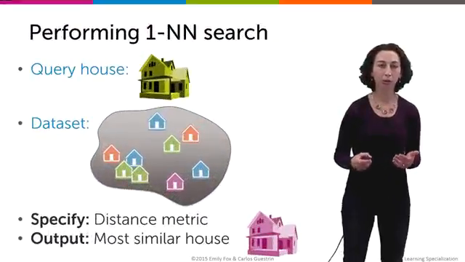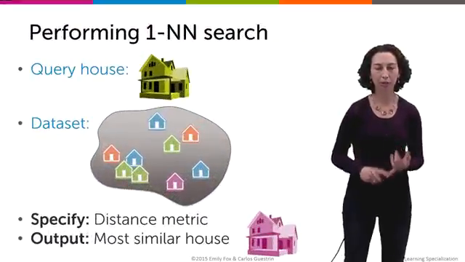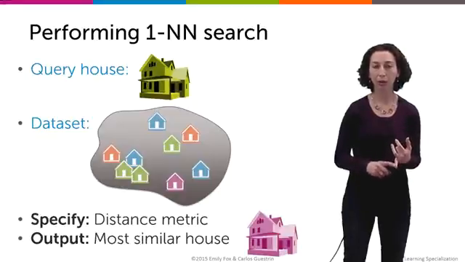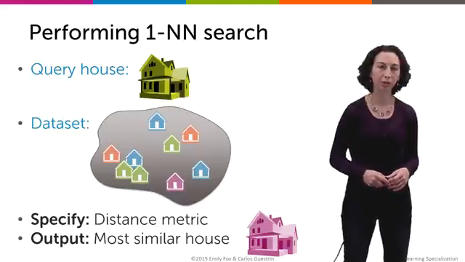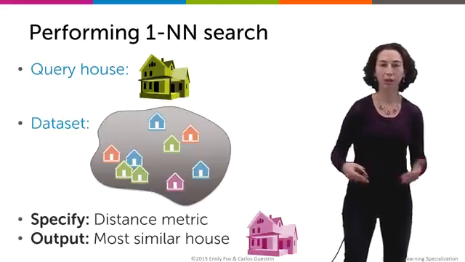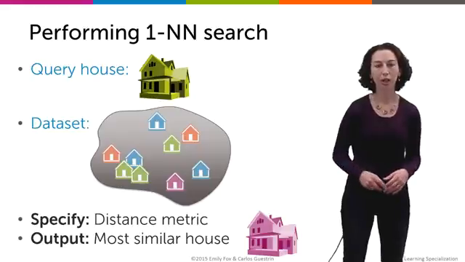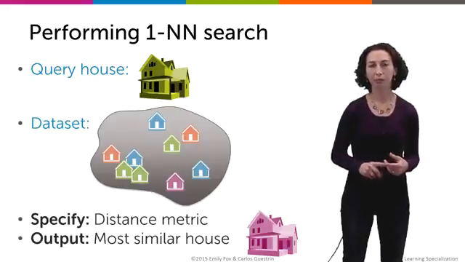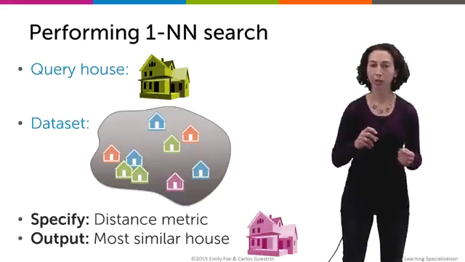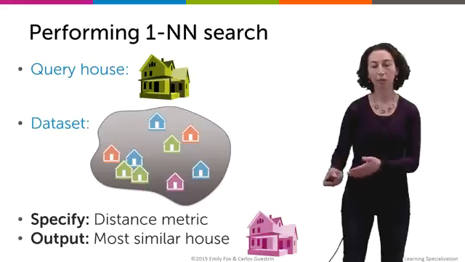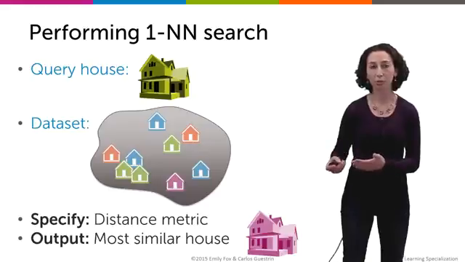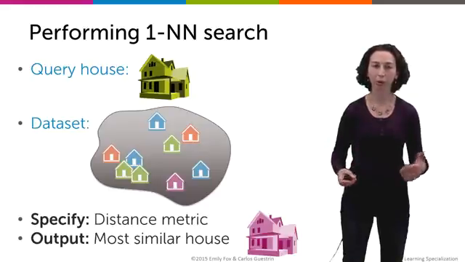To perform our nearest neighbor search, we have to specify a query input, which will be, for example, some house that we're interested in assessing its value. And then we also need to provide our data set, our set of training houses. And we also need to specify a distance metric, which is our way of measuring the similarity between houses. And then the output of our one nearest neighbor search is going to be the most similar house. And we can use the value associated with that house as our prediction for our query house.